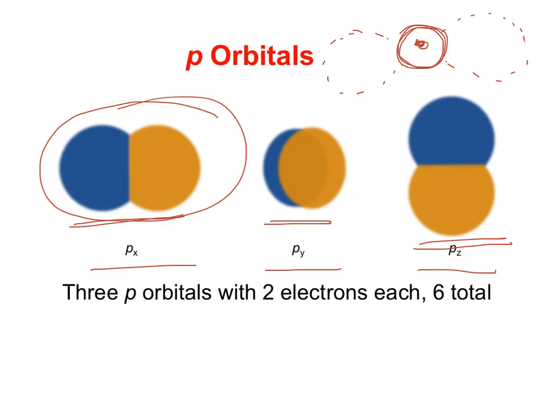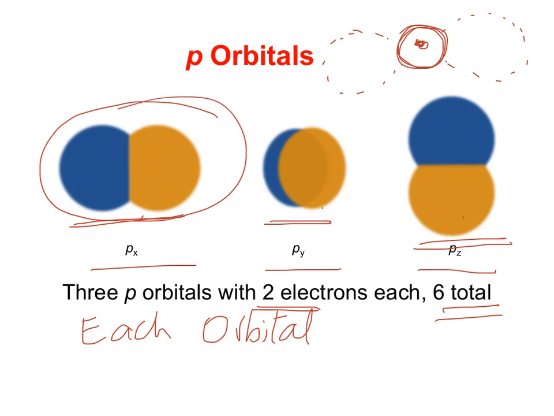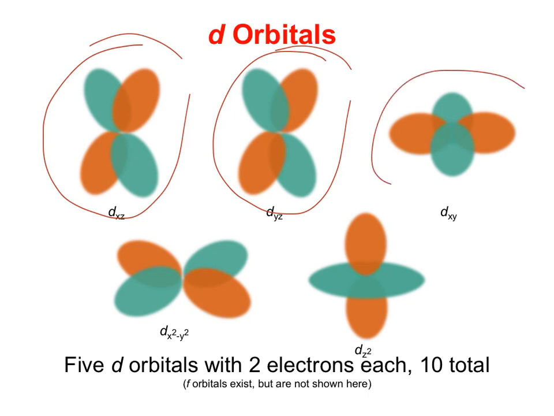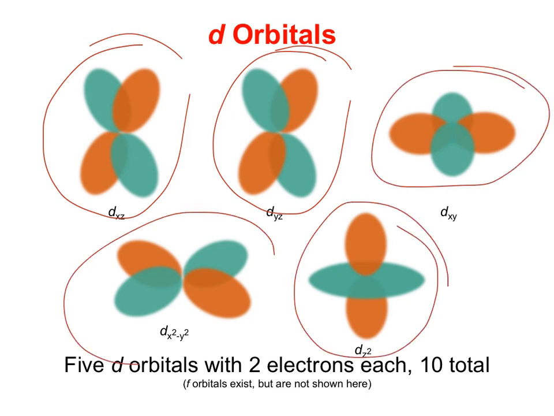3 orbitals. Each orbital can take a maximum of 2 electrons. Since there is a set of 3 orbitals, 6 total. So any p orbital, 2p, 3p, 4p, 5p, 6p, can take 6 total electrons. With d orbitals, these are the shapes of the orbitals. This is a double dumbbell in shape. 5 orbitals, so a total of 10 electrons.